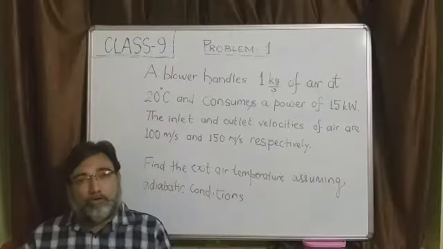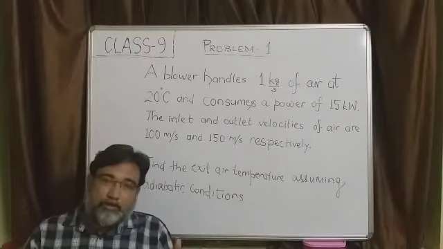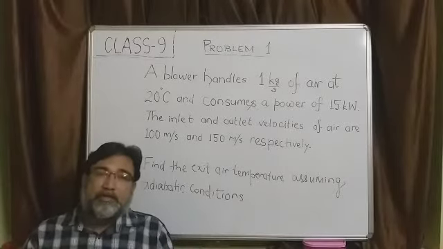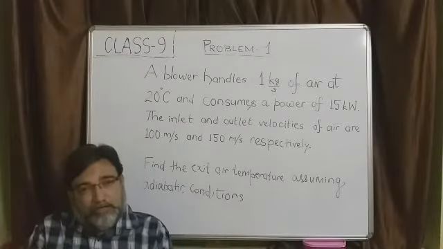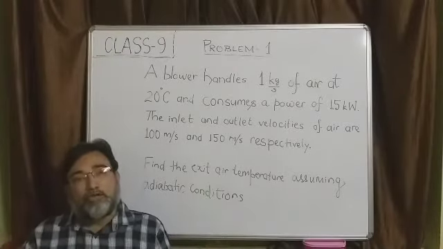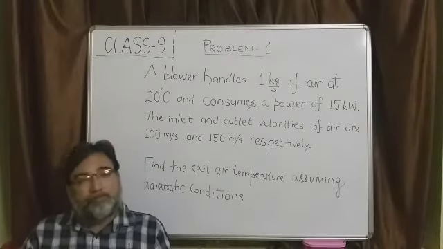And what you have to assume, you have to assume adiabatic conditions. That means this is a blower. During the blowing process, heat is neither going to the system nor coming out of the system. The walls are insulated or adiabatic. So the Q term is 0. That you have to understand from the language of the problem.